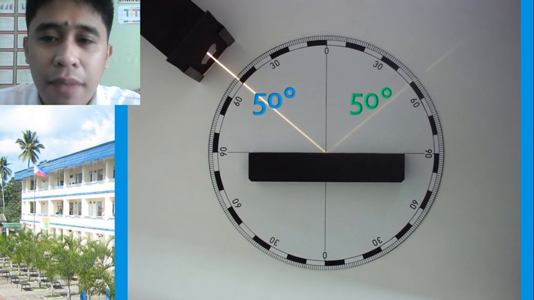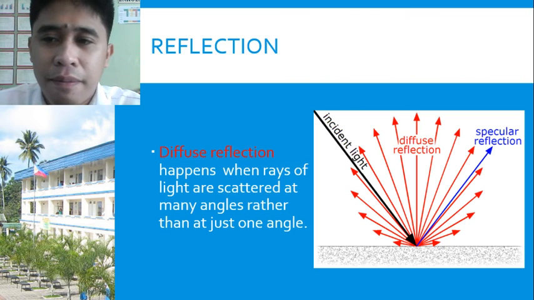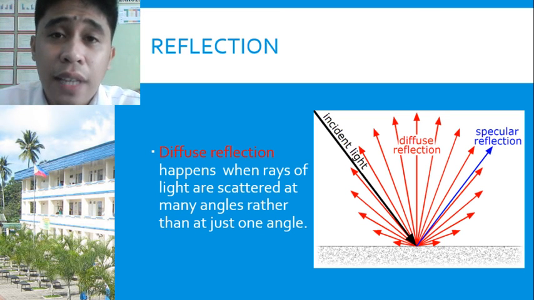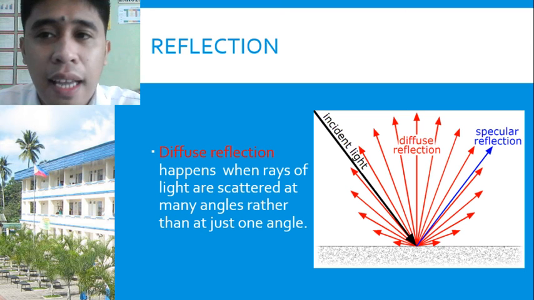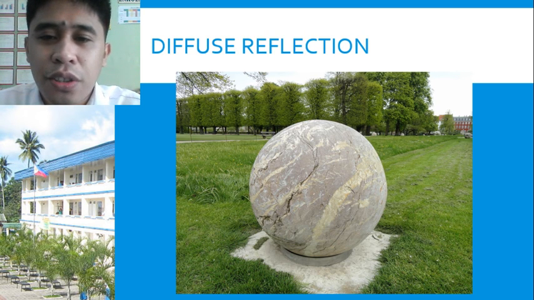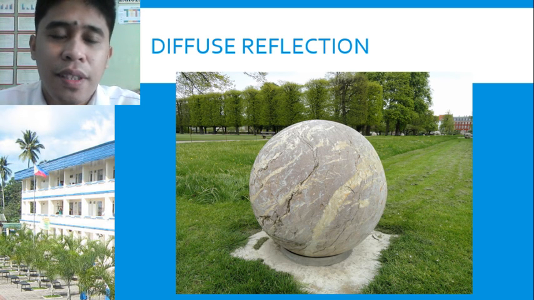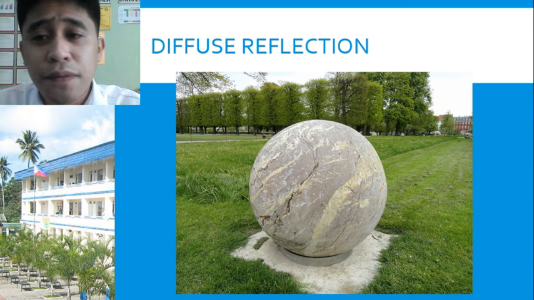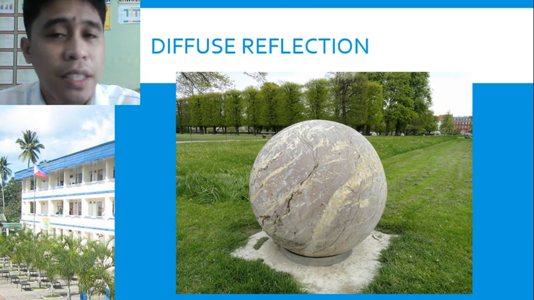The other type of reflection is called diffuse reflection. When rays of light are scattered at many angles rather than at just one angle, diffuse reflection occurs, such as illustrated by the picture on the right. This image shows diffuse reflection. It is typical that no clear image is formed by diffuse reflection.